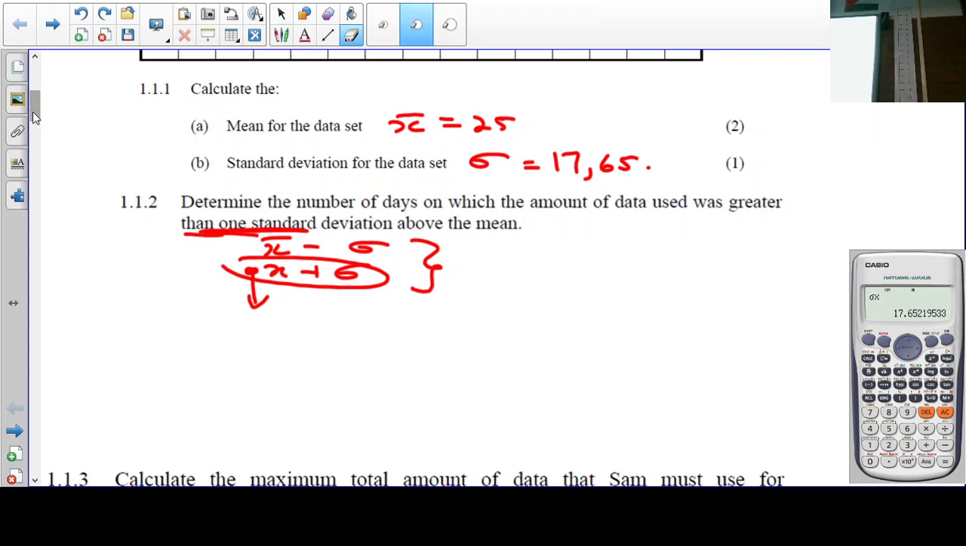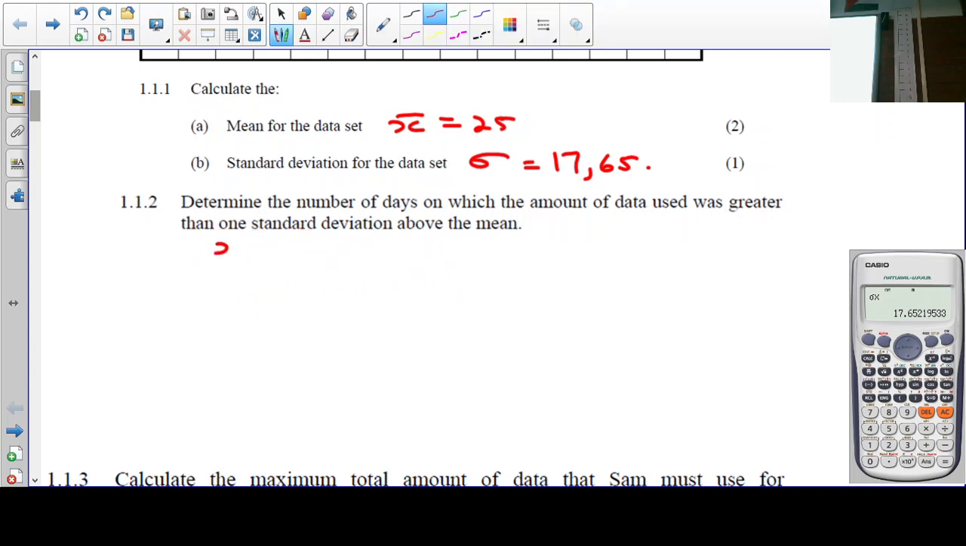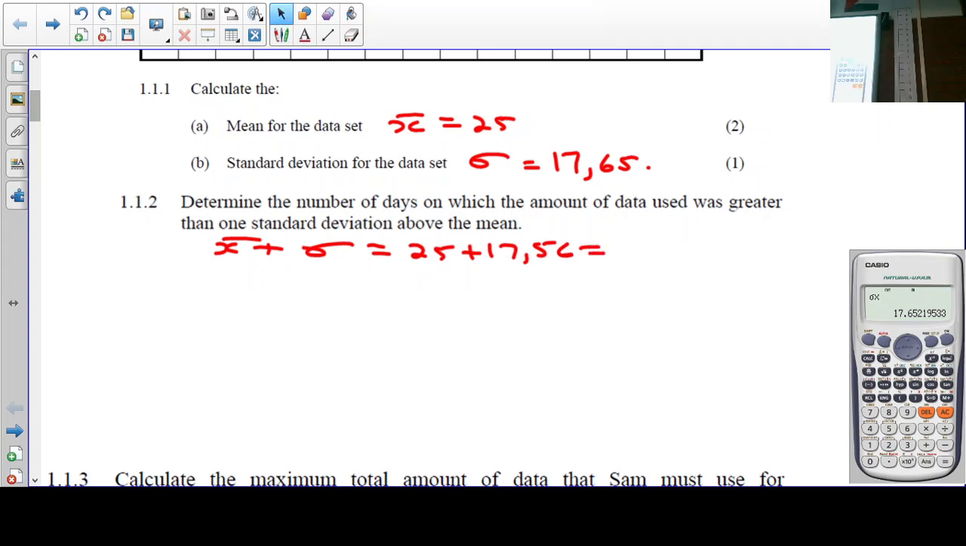So it must be greater than this point there. What we need is to know what the mean plus one standard deviation is. If it had said 2 standard deviations, I would have put a 2 there. If it had said 3 standard deviations, I would have put a 3 there, and so on. So that wasn't the question. The question was more than one standard deviation. So the upper end of this range is going to be your mean, which is 25, plus 17,65. So we put that in our calculator: 25 plus 17,65.